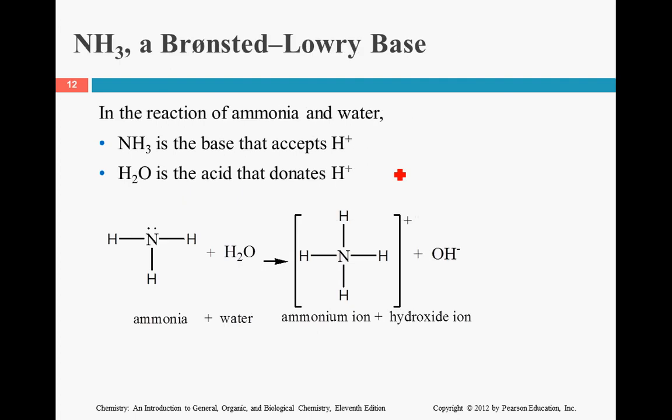So here's another example. We have two chemicals. We have ammonia and water. Here's ammonia. Here's water. We have 3 hydrogens here. If you notice on the right-hand side of the equation, it has 4. That means it took one of these hydrogens off of water and put it here. It accepted a hydrogen in the process. And that water ended up donating a hydrogen in the process.